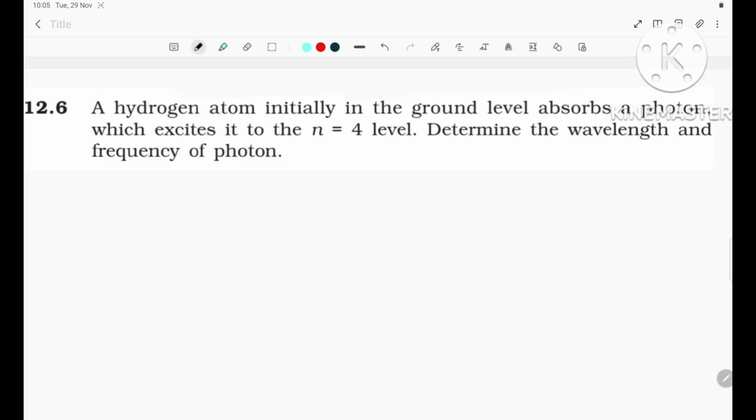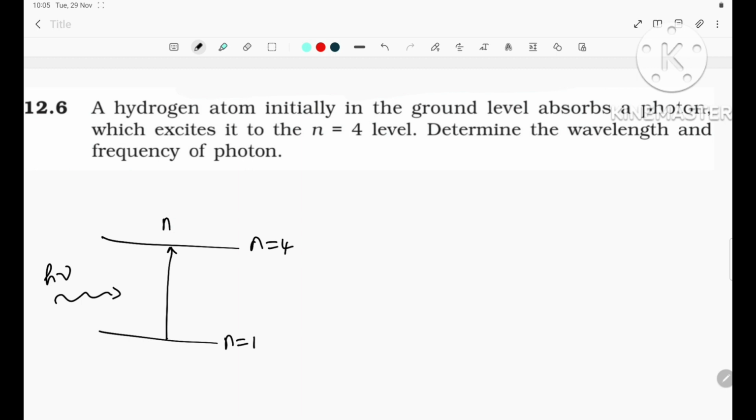Moving on to the next question, 12.6. A hydrogen atom initially in the ground level absorbs a photon which excites it to the n equal to 4 level. Determine the wavelength and frequency of the photon. So you have a hydrogen atom at n equal to 1, and now it is going to be excited by absorbing a photon of energy we don't know, it is h nu, and it is going to jump to the n equal to 4 level. They are asking us to calculate the wavelength and frequency of this photon.